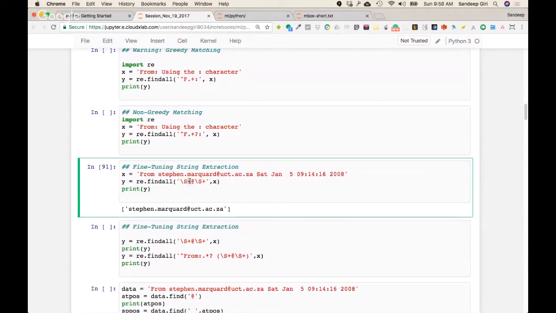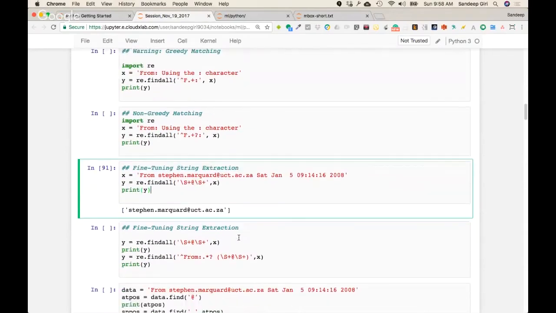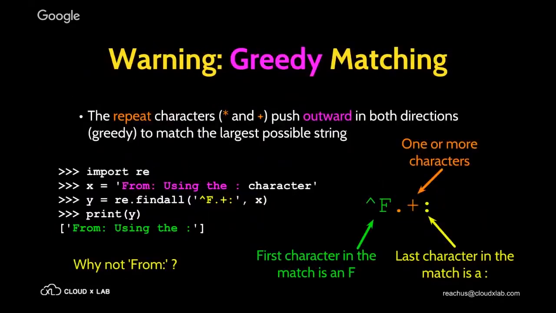So basically the plus and asterisk eat up as much as they can. That's greedy. We'll talk about greedy maybe a while later. Let's focus on getting it done. Or let me repeat the greedy matching. The repeat characters asterisk and plus push outwards in both directions to match the largest possible string. So here we are saying the caret character, f dot plus. It will try to match as much as it can.